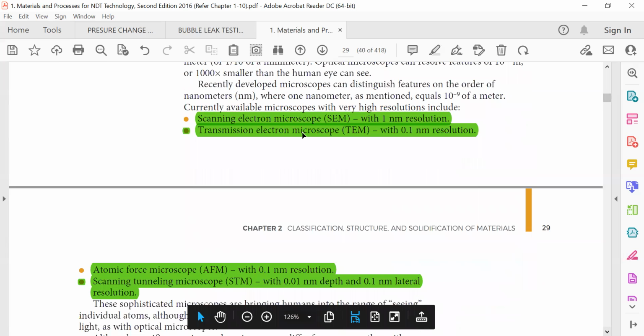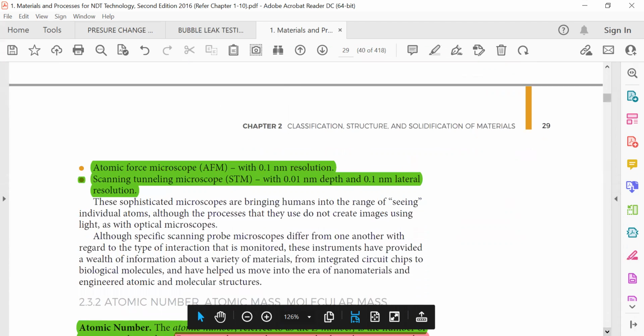Using a scanning electron microscope, transmission electron microscope, atomic force microscope, or scanning tunneling microscope, you can see the atom through it.